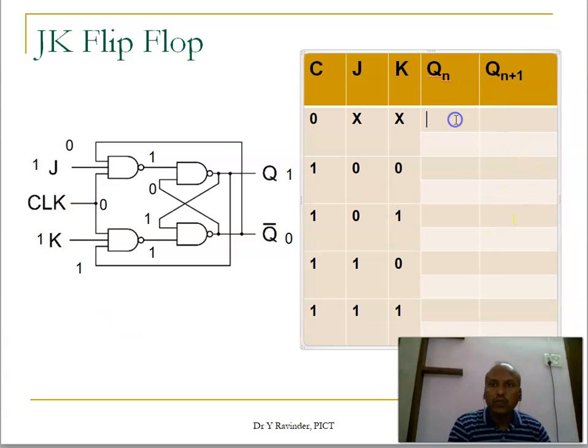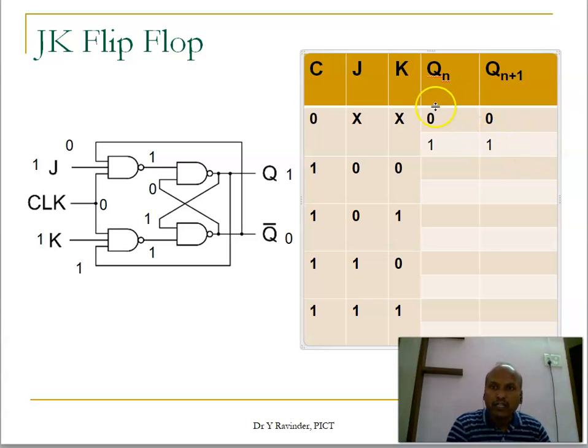So if this Q was 0, this next state also will be 0. Try to understand the difference between these two: it is Qn and Qn plus 1. So Qn is the present state and this is the next state. What I'm assuming here is that it is 1. So this is 1, so this 1, 1, 1, 0, 0. So it is 1, so it will remain the same.